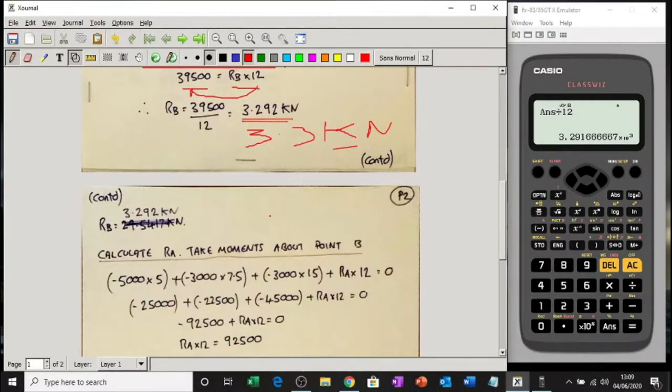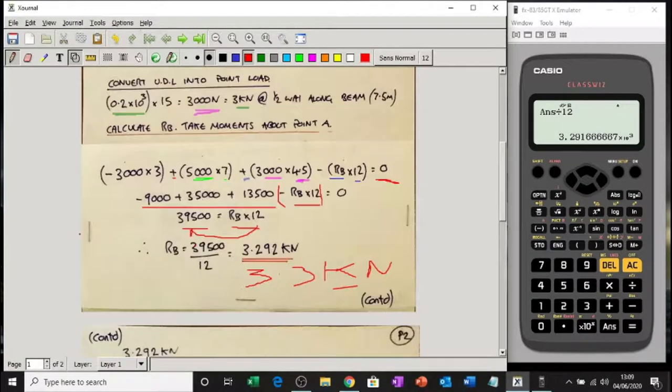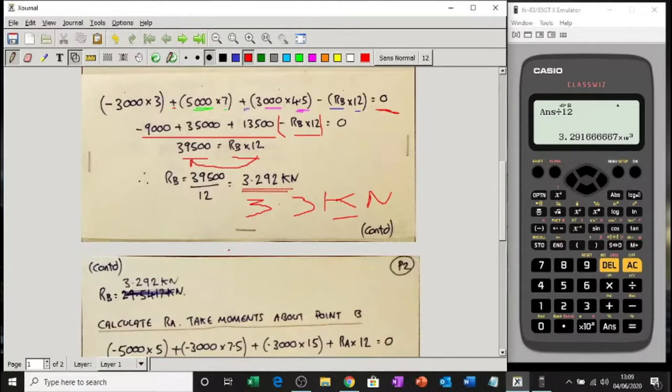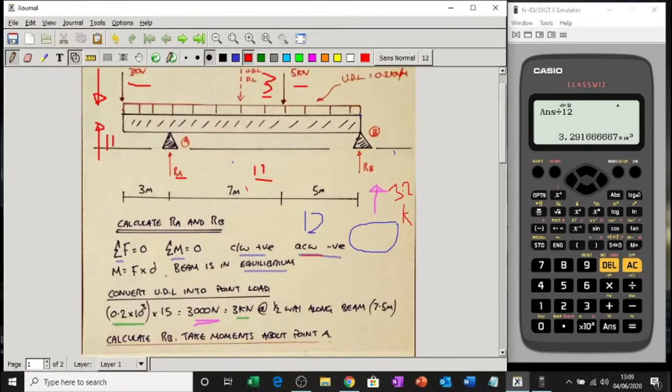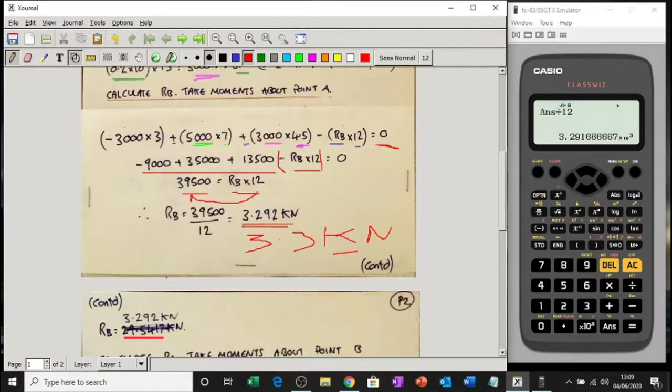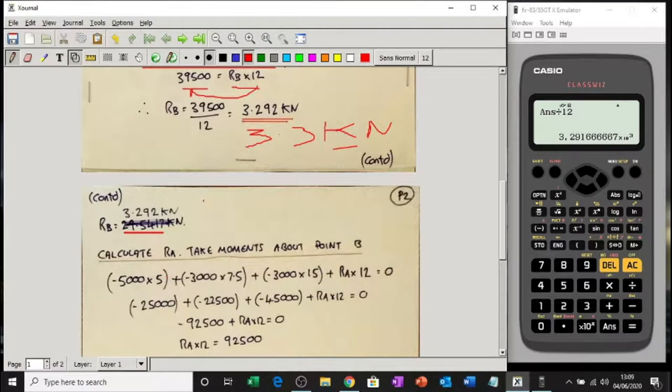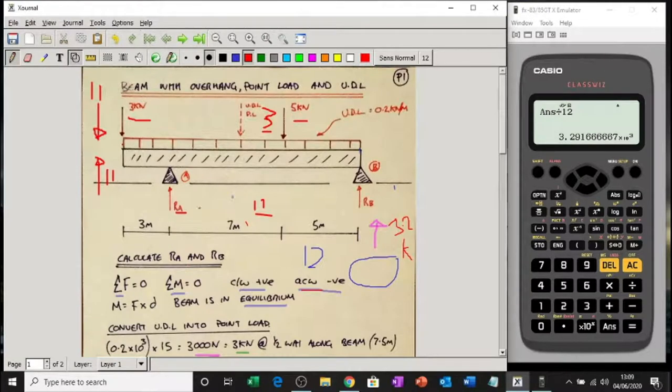So the next point, 3.29. I made a little mistake. Look at that, about 29.5. Think about it, it can't be, because we've only got 11. So we know RB is 3.3. So to find RA, which is this force here, we need to take moments about point B.